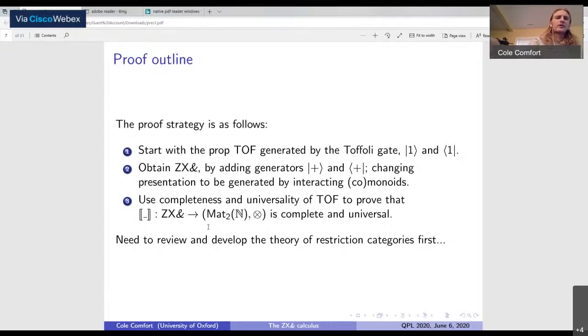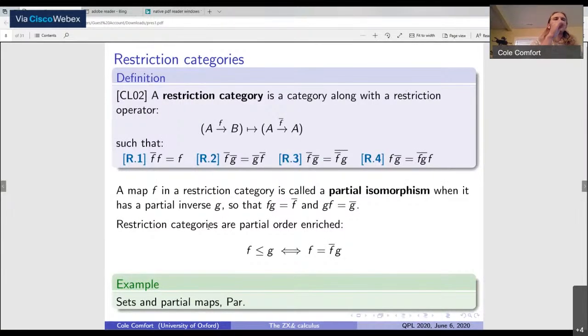So most of the talk will be devoted to reviewing and developing the theory of restriction categories. I'm sorry I have to do this, especially if you've heard my previous talks at QPL. So yeah, a restriction category is a category with a restriction operator satisfying some algebraic identities. And the idea of this restriction operator is that it's a generalization of taking the restriction of a partial function.